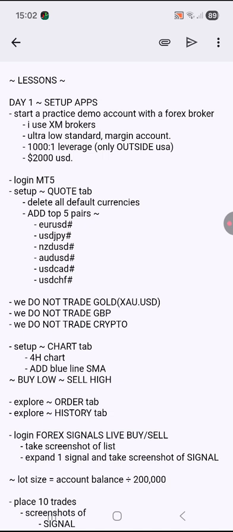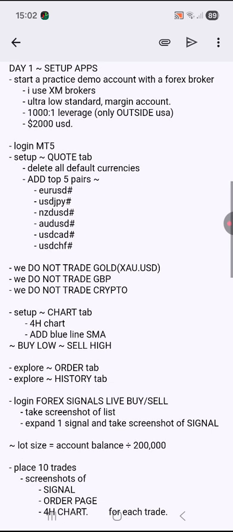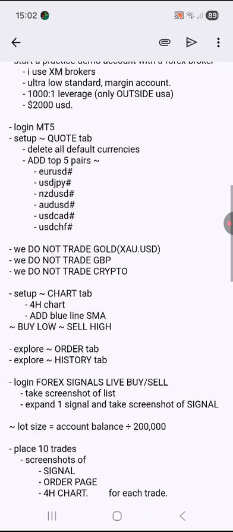And if you're on my team, we do not trade gold. We do not trade Great British Pound. And we do not trade crypto at all, although they are offered through my broker. But my team does not trade those. They're too volatile, too high of swings, 700 pip swings instead of 200 to 300, 400 max, which is what I like to deal with.